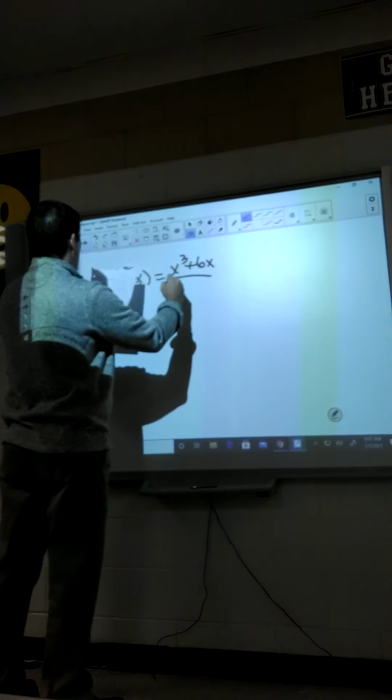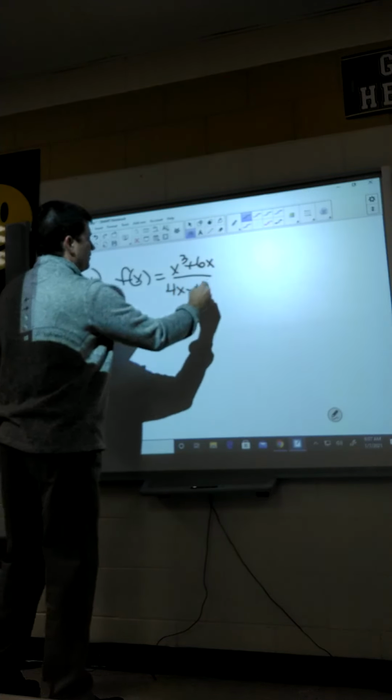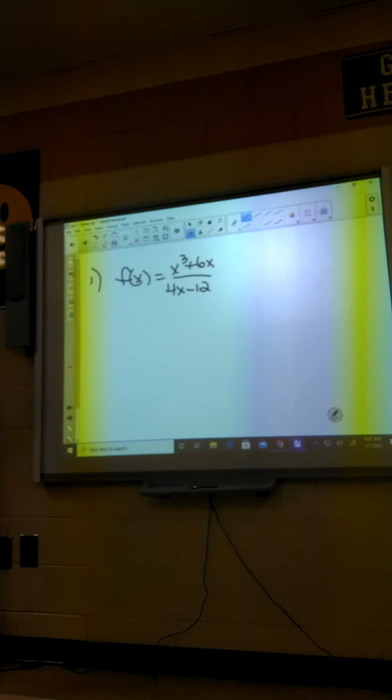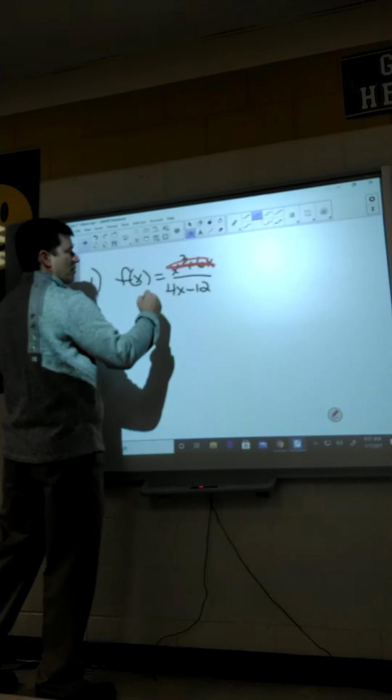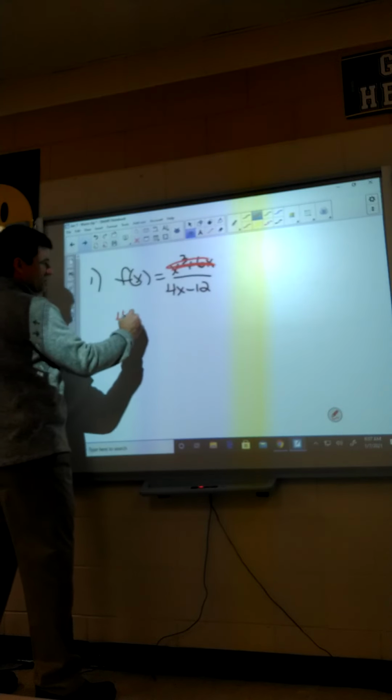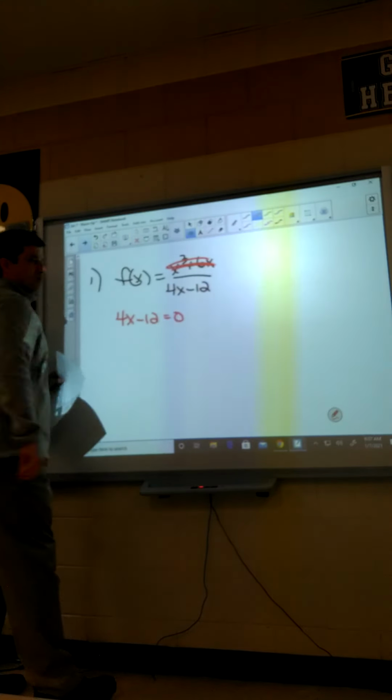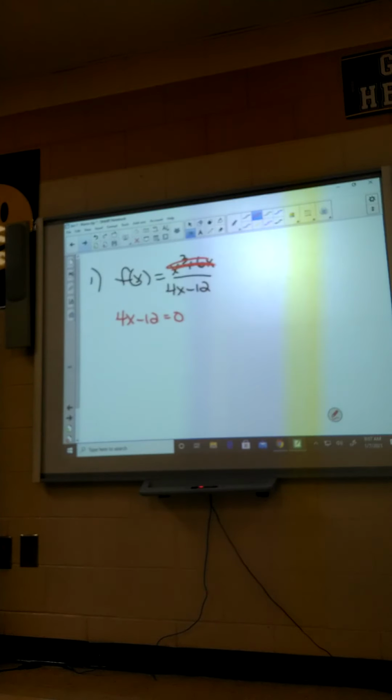All right, we did these yesterday. 4x minus 12. Do you guys remember what we're looking for if it asks you to find the domain of a fraction? What do you start with? Y'all remember? Yeah, you disregard the top because we don't care about the top. We just want to know what's going to make the bottom 0, so you set it equal to 0, and then you just solve the equation. All right, y'all solve that for x. See if you get an answer.